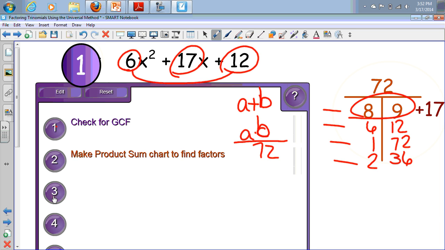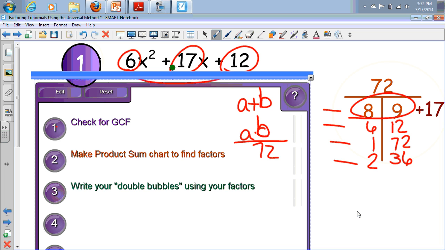So our next step is to write your double bubbles using your factors. Okay? Here's our double bubbles. So we're going to write x plus 8 and x plus 9. Okay? Just with me so far, I hope.